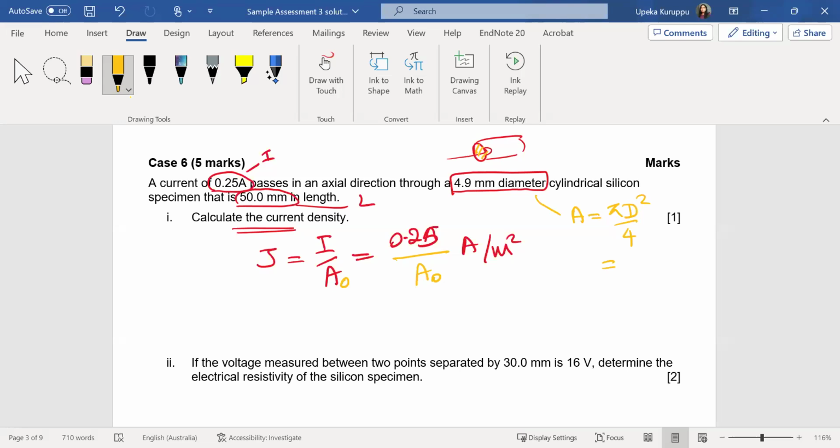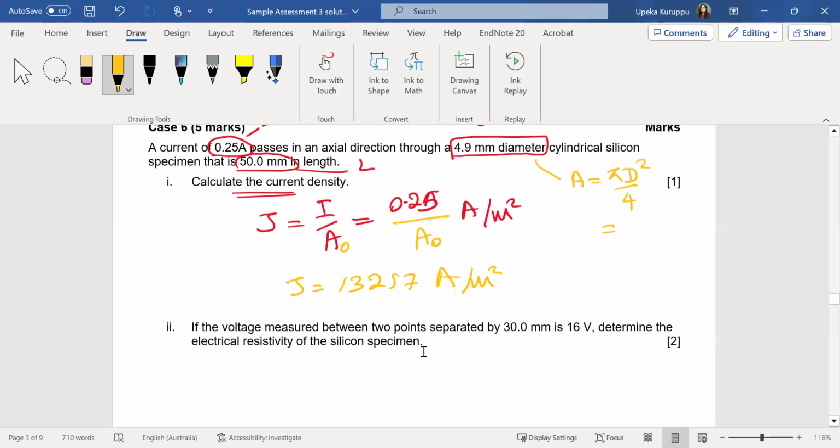What do we get for J? 1300, 257. What's that? Is this what you have? Okay, so any questions?